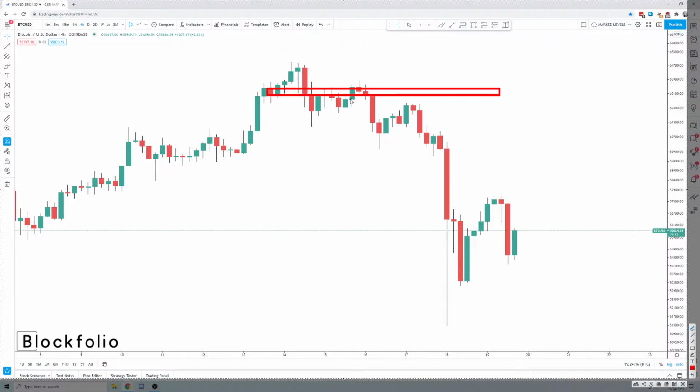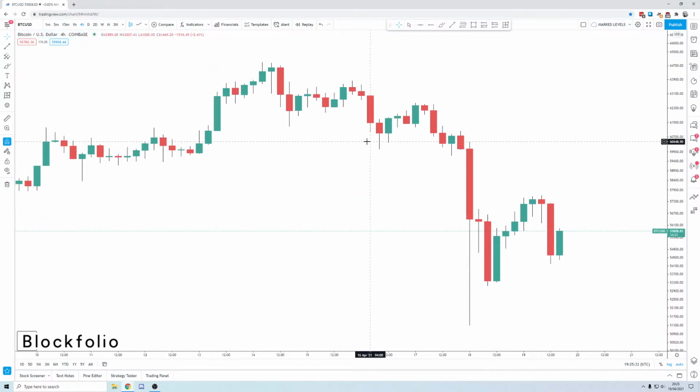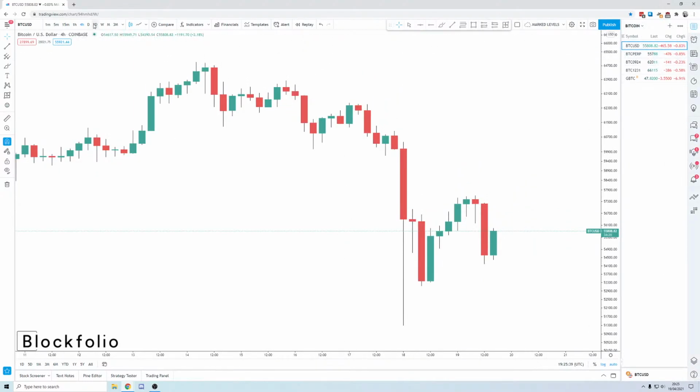Now my invalidation was, this box structure is resistance. So if we get a 4-hour close above it, I'll get back into the market. This 4-hour close kind of just triggered that for me, and I got back into the market in Ethereum, actually. I went really heavy ETH in terms of reallocating my USD into spot when this 4-hour close happened. So let's take a look at ETH.